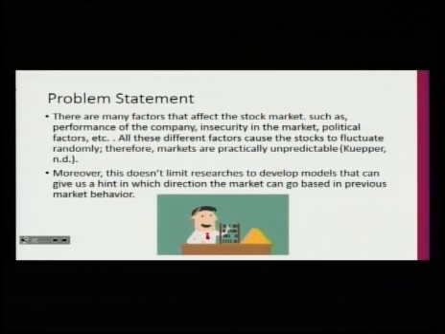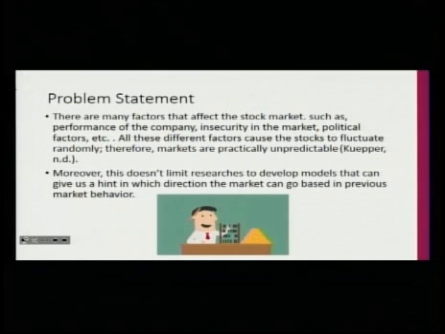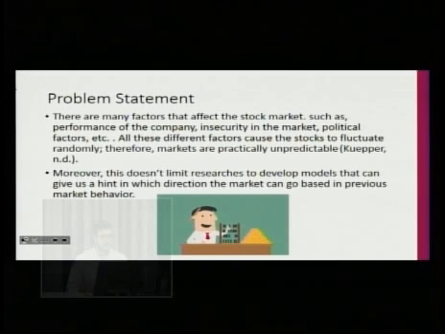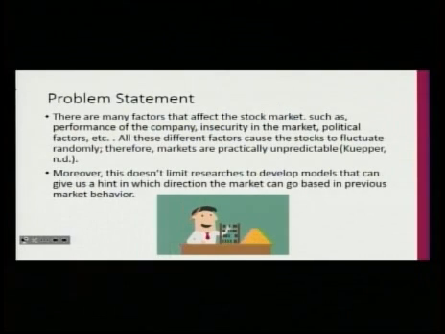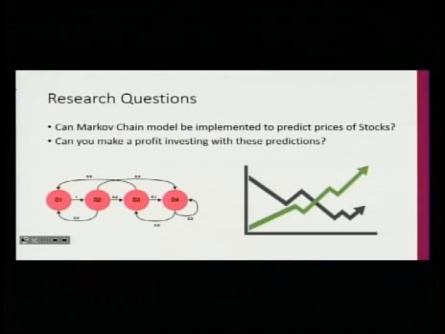So, the problem statement in this forecasting is that the market changes very randomly. There are several factors that affect the stock price of some company stocks, and also the market in general. Moreover, this doesn't discourage researchers from developing models that can give us a hint of where the market is going. So the research question for this project was whether the Markov chain can be implemented to predict stock value, and can this represent any profit based on these predictions for an investor.